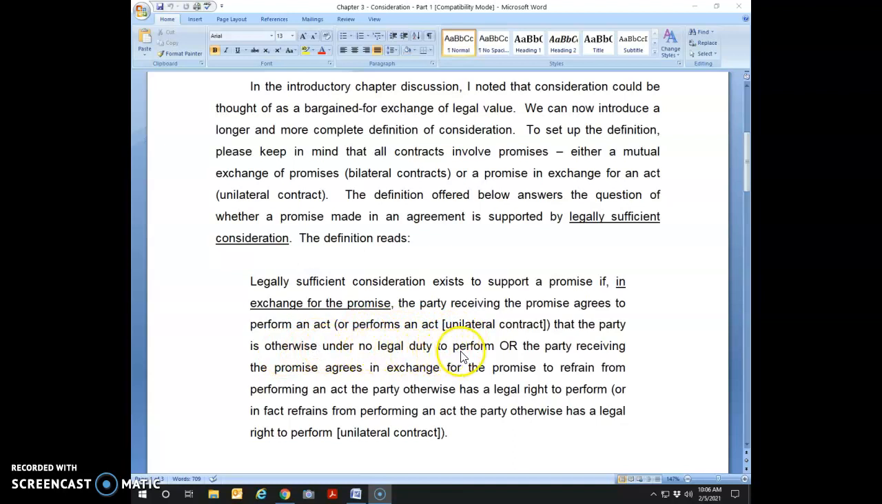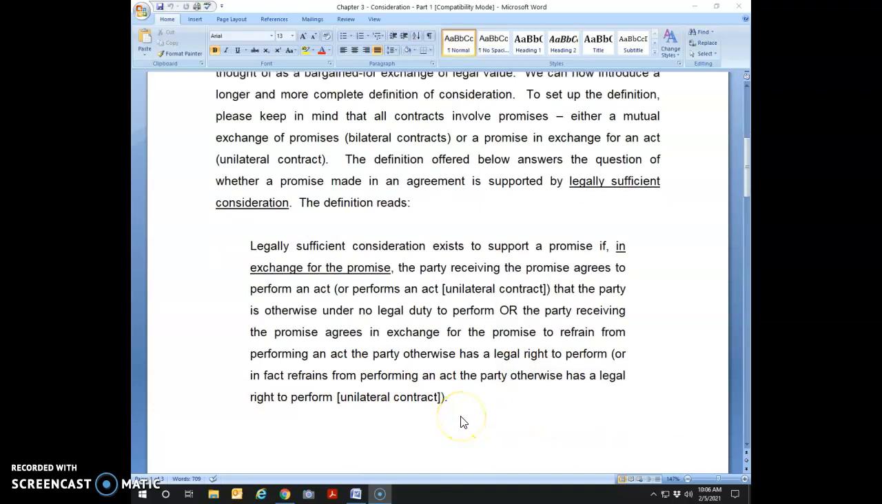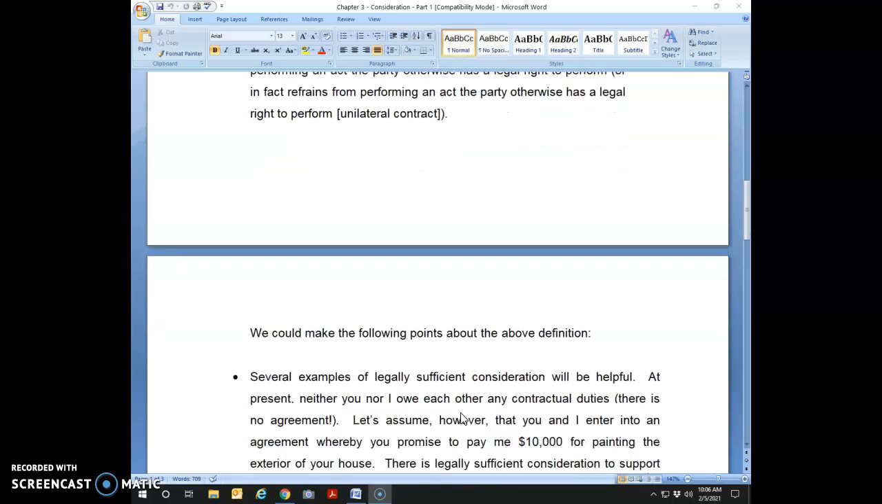under no legal duty to perform, or the party receiving the promise agrees in exchange for the promise to refrain from performing an act the party otherwise has a legal duty to perform, or if it's a unilateral contract, in fact refrains from performing an act the party otherwise has a legal right to perform.